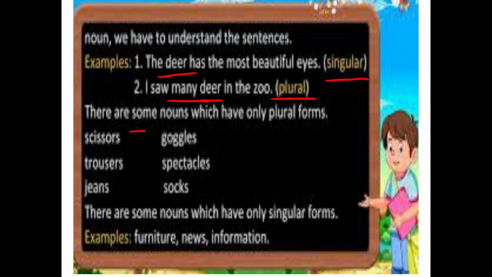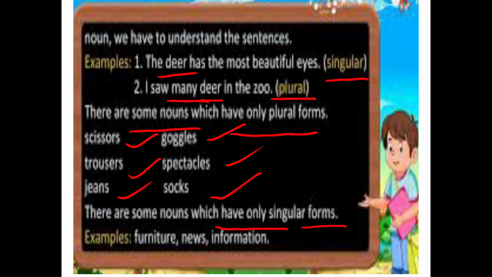So dear students, there are some nouns which have only plural forms like scissors, trousers, jeans, goggles, spectacles and socks. But there are some other nouns which have only singular forms like furniture, news, information. What does it mean? It means that there are some nouns which have only plural form and there are some nouns which have only singular forms.